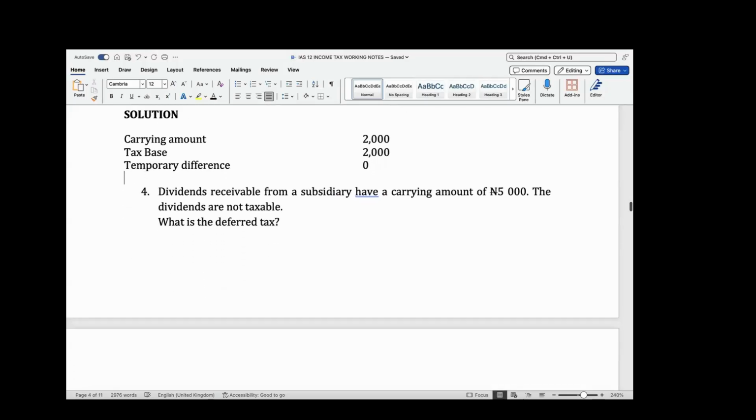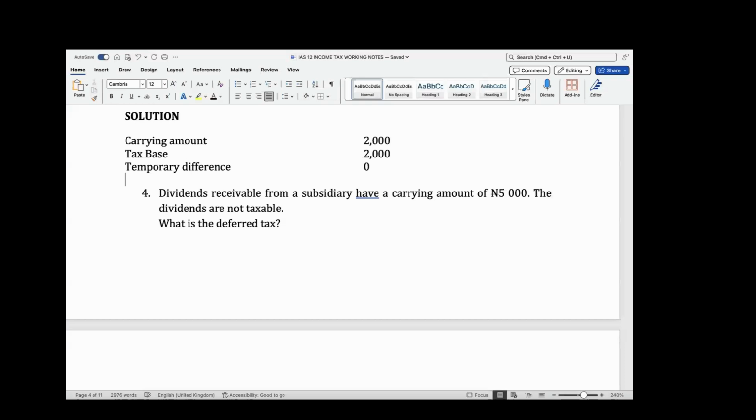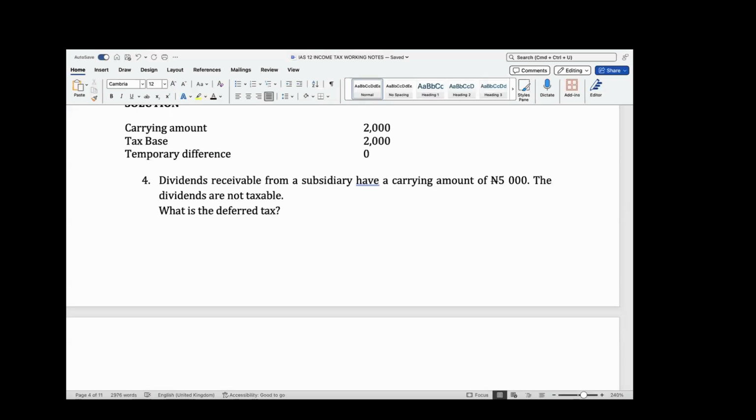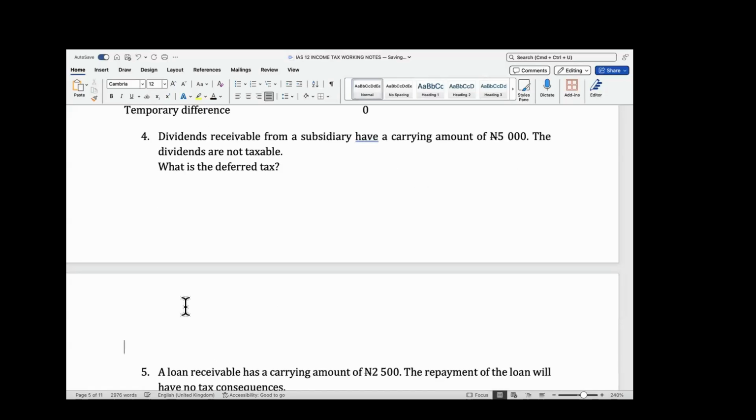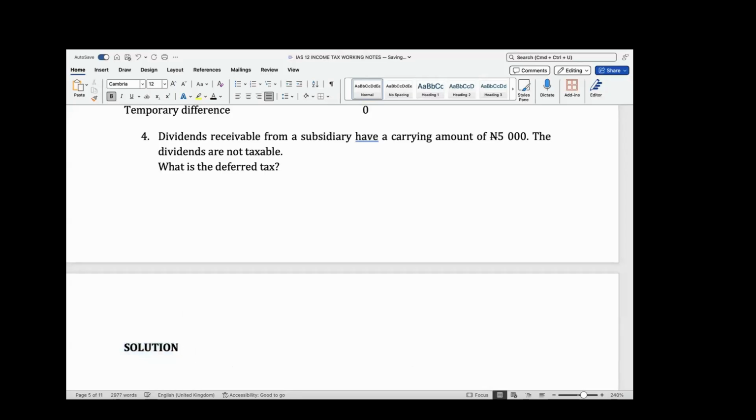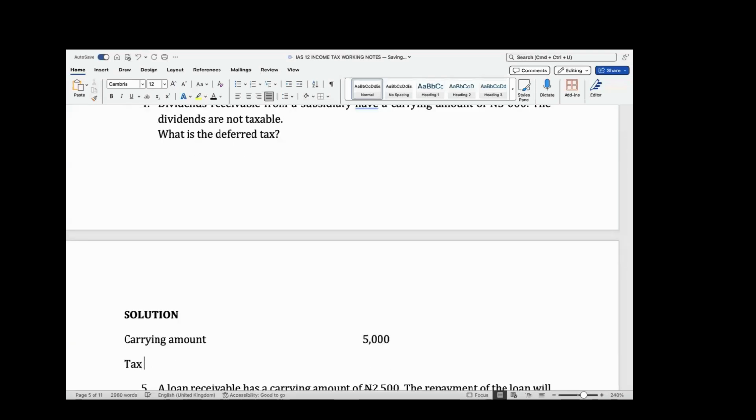Okay, question 4. Dividends receivable from a subsidiary have a carrying amount of 5,000 naira. The dividends are not taxable. What is the deferred tax? So again, to get the deferred tax, we need to get the temporary difference, and temporary difference is comparing carrying amounts. The carrying amount they will always give you, so we're given 5,000. The tax base is what the examiner wants you to determine yourself. So what's the tax base here?